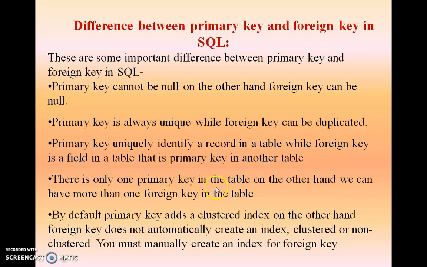There is only one primary key in a table. On the other hand, we can have more than one foreign key in a table. By default, primary key creates the clustered index, whereas foreign key does not automatically create an index.